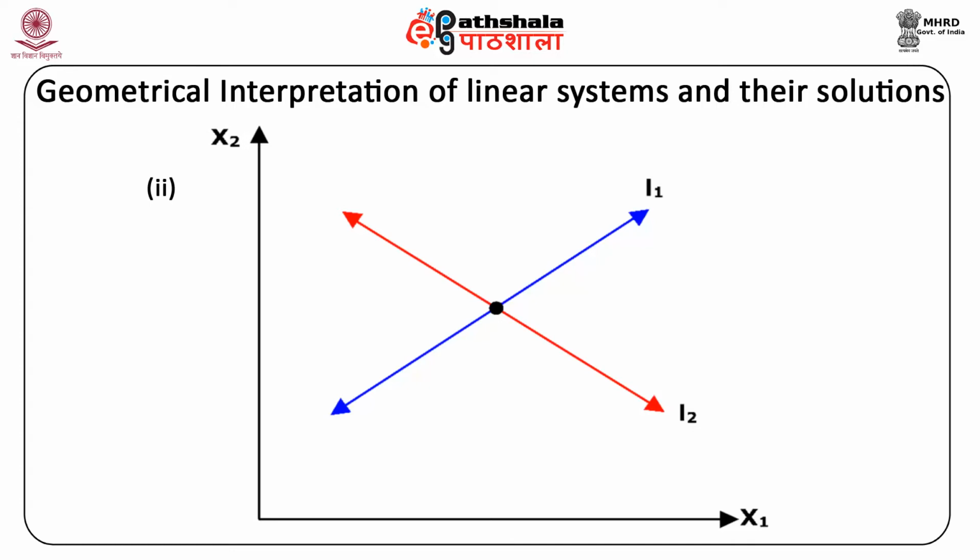The lines representing the linear equations may intersect at a single point. In this case, the lines L1 and L2 represent the equations of the system. In such a case, a unique solution exists for the system, and the solution is the unique point of intersection of lines L1 and L2. Such systems are consistent with a unique solution.